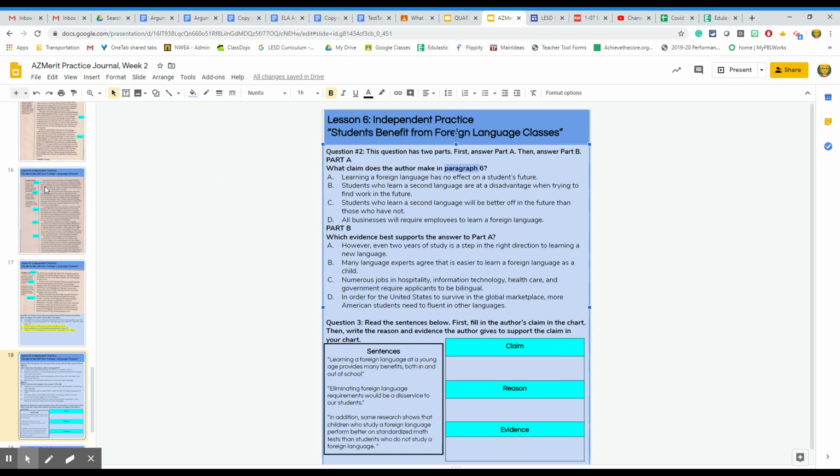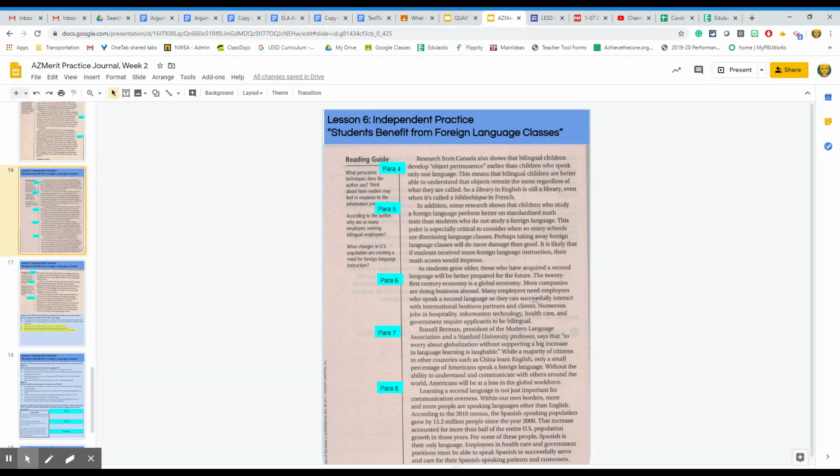So again, you want to go straight to paragraph 6. Take a look at what it says. We'll reread the whole paragraph just to be sure. It says, as students grow older, those who have acquired a second language will be better prepared for the future. The 21st century economy is a global economy. More companies are doing business abroad. Many employers need employees who speak a second language so they can successfully interact with international business partners and clients. Numerous jobs in hospitality, information technology, healthcare, and government require applicants to be bilingual. Again, question 2, part A is asking, what is the author's claim in this paragraph?